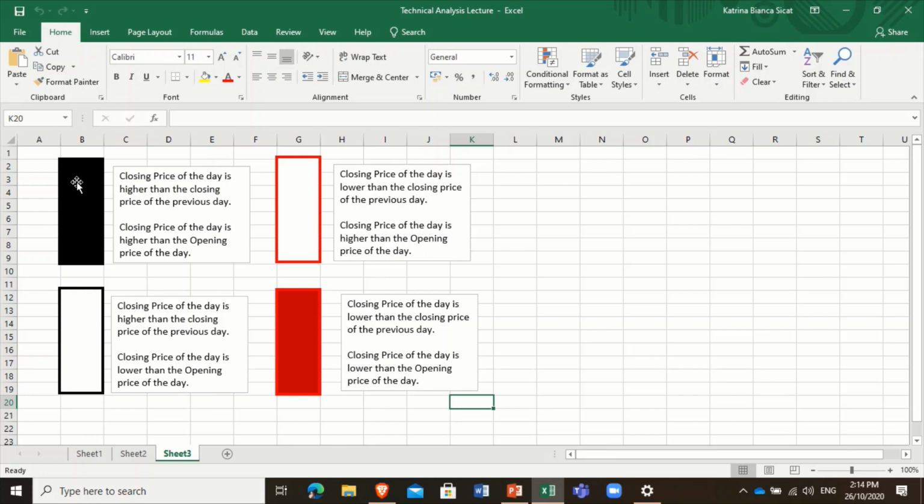Okay, so there are 4 colors of candlesticks. As you can see, this is the hollow block or the black candlestick. This is the white candlestick, and then this is the hollow red candlestick, and this is the red candlestick. For some chartists, depende yung kulay, no, sa ginagamit nila. But for this discussion, I'm going to use black, white, and red for the color of the candle.